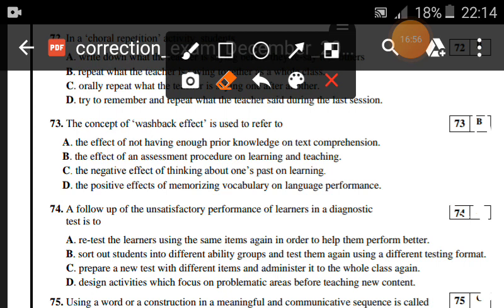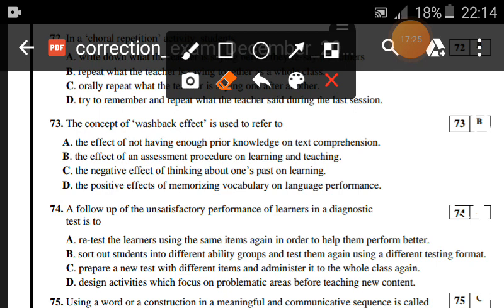So let's move to question 74. A follow-up of the unsatisfactory performance of learners in the diagnostic test is: A. To retest the learners using the same items again in order to help them perform better. B. Sort out students into different ability groups and test them again using a different testing format. C.